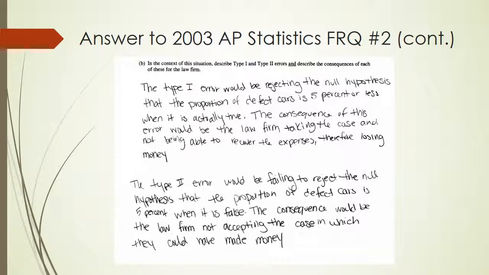this answer answers both areas of the question, describing both the type 1 and the type 2 error and the consequences. So in order to get a 4 for this particular one, the entire question needed to be answered, just like in the example.